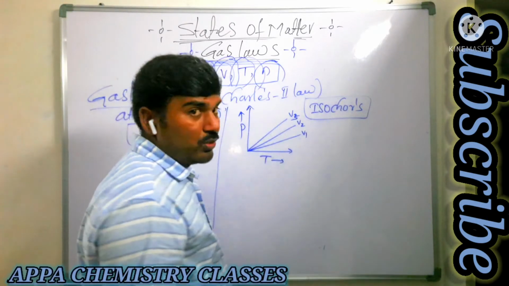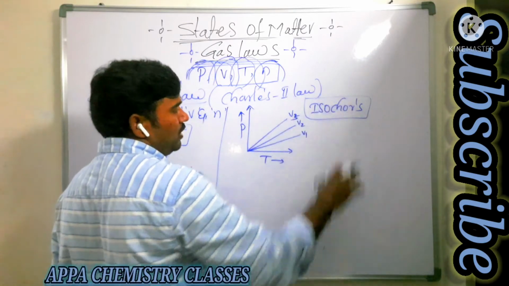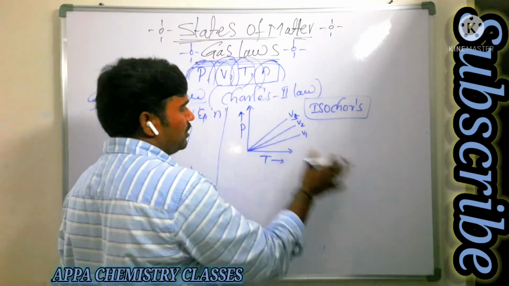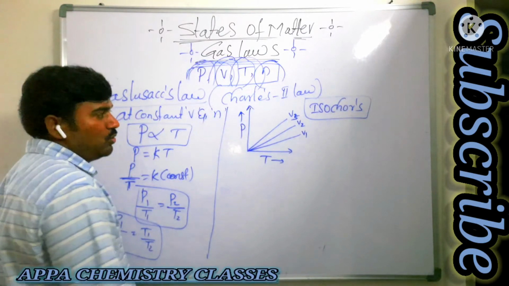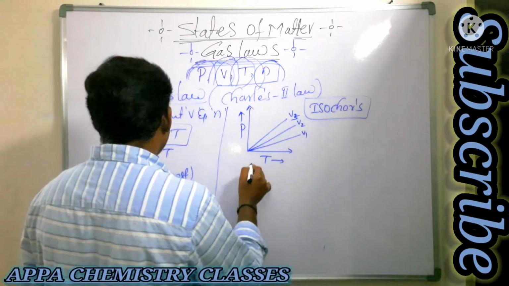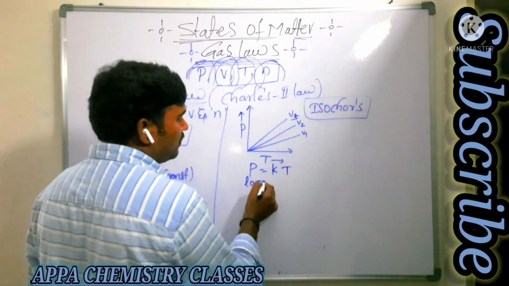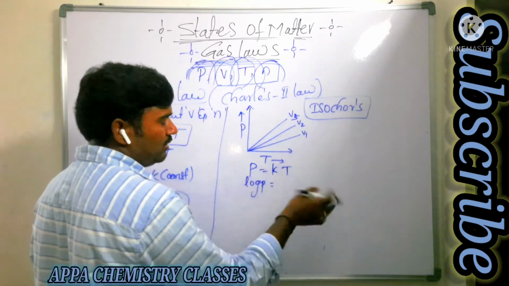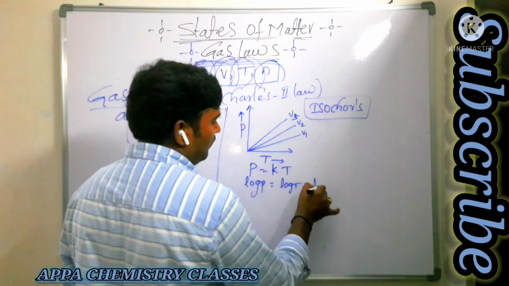Now isochores. Iso means same volume. Whatever curves we get at the same volume are said to be isochores. Here pressure versus temperature: P is equal to K into T. Applying the logarithm, log P is equal to log T plus log K.